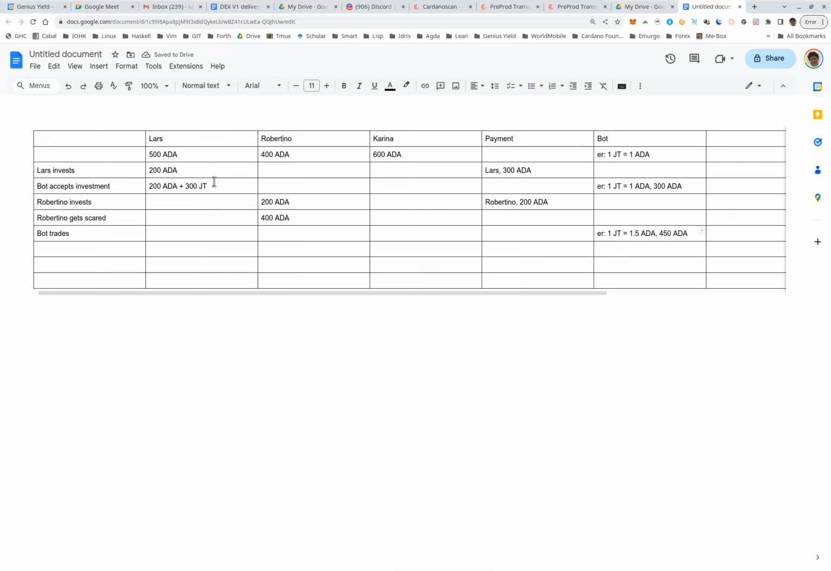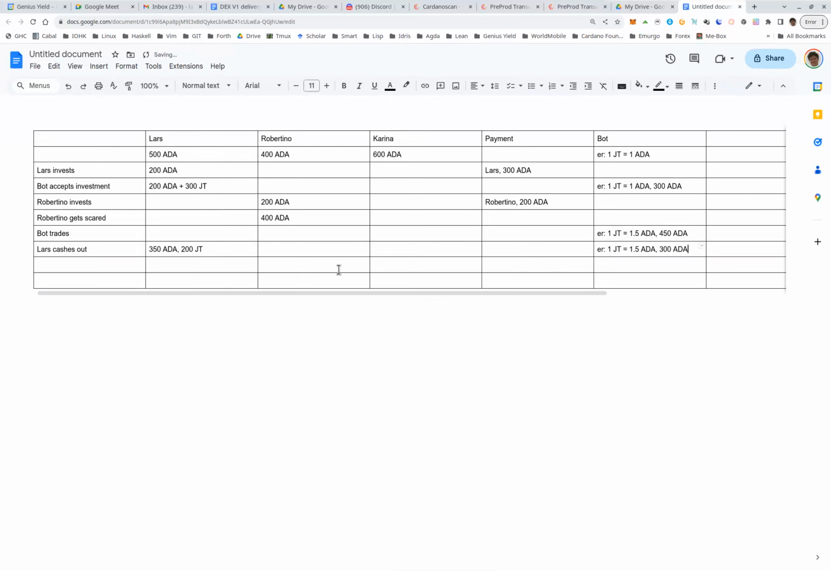Because if I use all my JSON tokens, I can cash out. Let's say Lars cashes out, but only uses 100 of my JSON tokens. So that's a third. So I get 150 ADA out. So I have 350 ADA and 200 JSON tokens. And the exchange rate stays the same. But now there are 300 ADA in there.